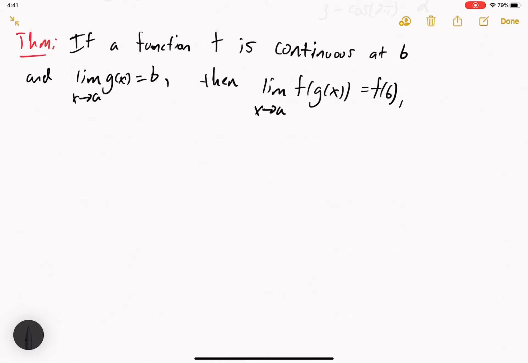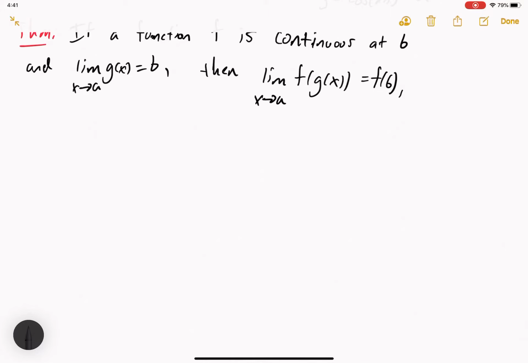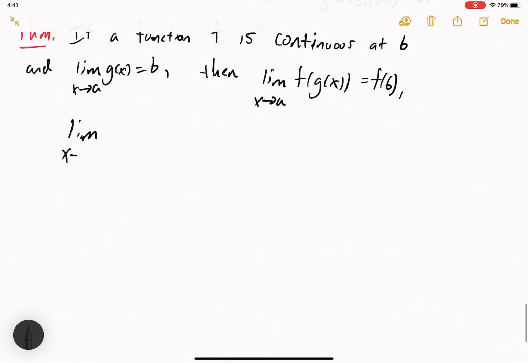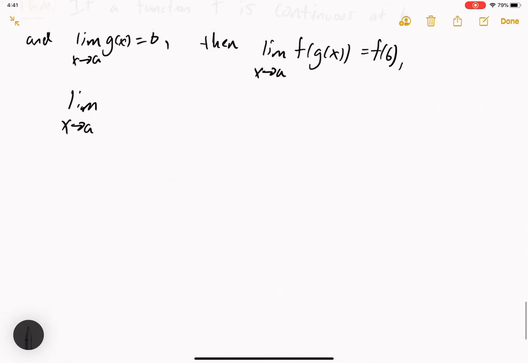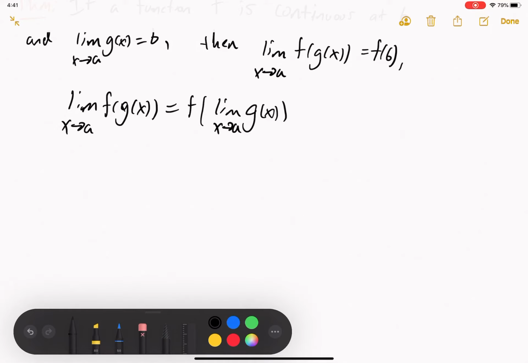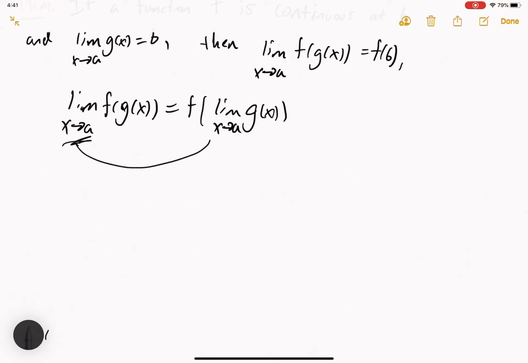Let me just clarify what that means. This is one of the really nice properties of continuous functions: the limit as x goes to a of f of g of x is equal to f of the limit as x goes to a of g of x. So basically what this means is that we can take this limit and actually move it inside the function, which is pretty nice.